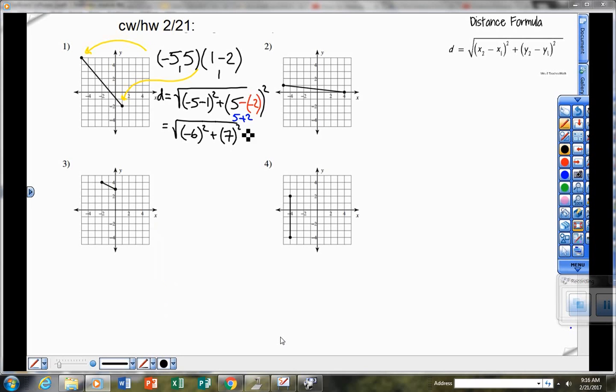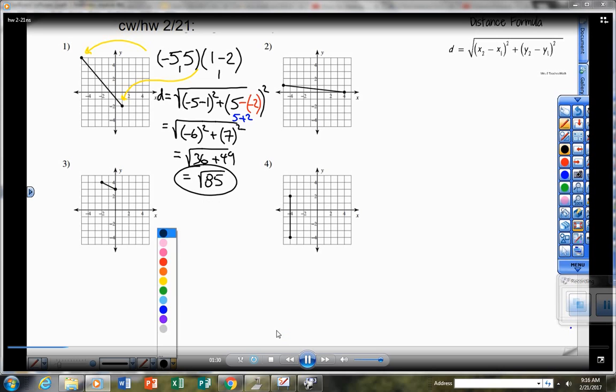So now when I do the exponent, -6 times -6 is 36. 7 times 7 is 49. Add those up. 36 plus 49 gives me 85. And that is not simplifiable. There is not a perfect root in that.